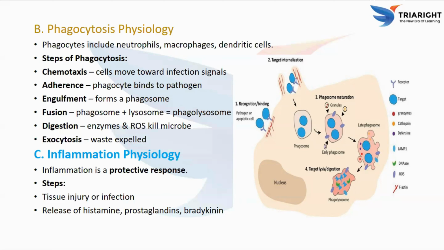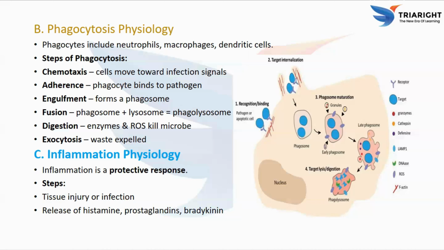What are the steps of phagocytosis? Chemotaxis, nothing but finding the enemy. Phagocytic cells move towards the infection site, as injury or microbes release chemical signals. This pulls the phagocytes towards the damaged area, like a firefighter following smoke to find the fire.